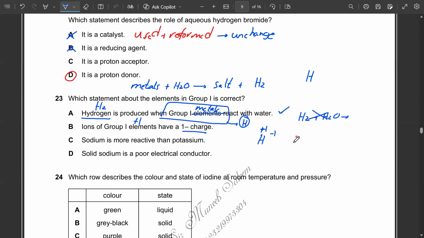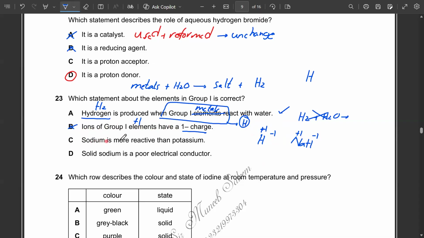A -1 charge is always there whenever hydrogen, being a non-metal, is bonded with a metal, for example NaH. So it's an ionic compound. In this case, sodium will have a +1 charge and hydrogen will have a -1 charge. So hydrogen has a different scenario. It can also have a -1 charge, but it doesn't mean that all the elements have a -1 charge. So that's why B is incorrect.